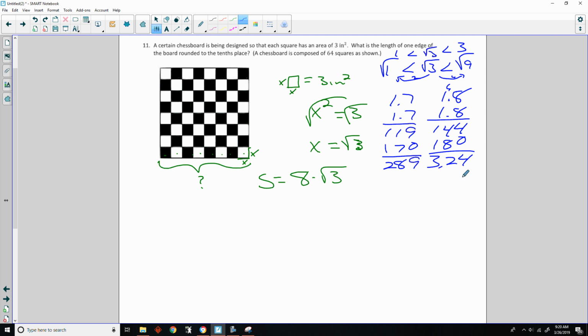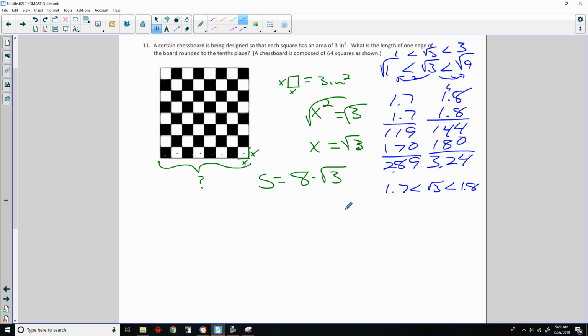And finally, we are between these two numbers. Okay, so does it say where to approximate to? Round to the 10th place. So we have to go out to the 100th. So now I know 1.7 is less than the square root of 3, and the square root of 3 is less than 1.8. Okay, so I need the next decimal place.